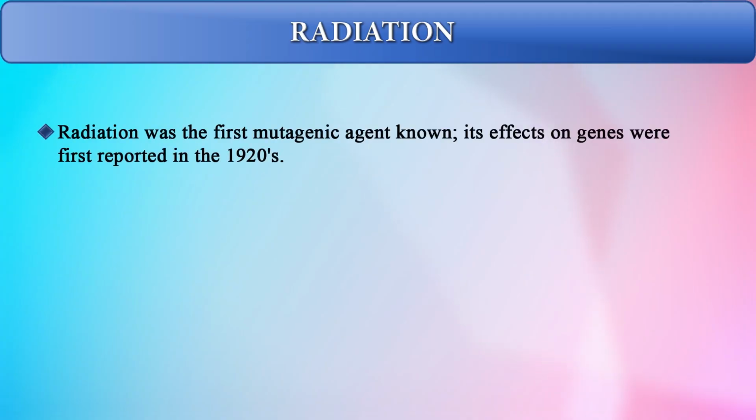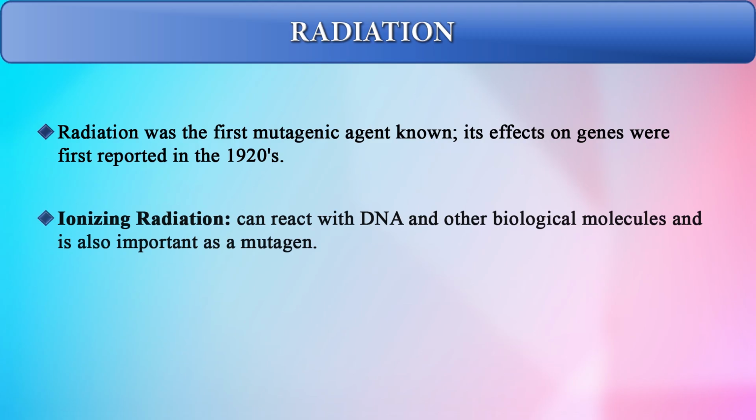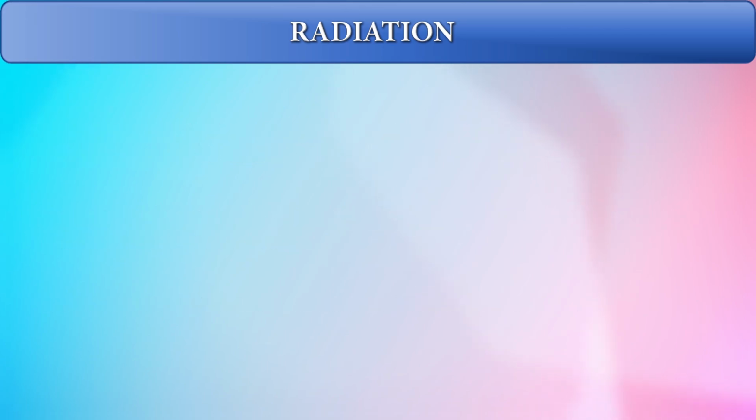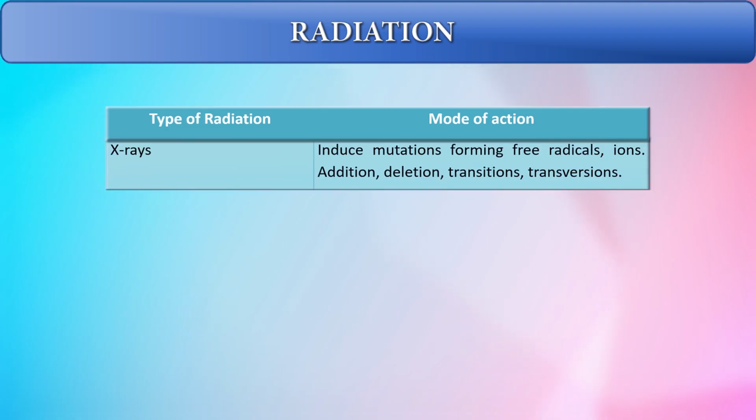Radiation. This was the first mutagenic agent known, and its effects were reported as early as the 1920s. Ionizing radiation can react with DNA and other biological molecules, and it is a very important mutagen. This can cause burns, skin damage, and it can increase the risk of mutation as well as cancer. The type of radiation, for example X-rays, can induce mutations by forming free radicals and ions, and it can bring about additions, deletions, transitions and transversions.